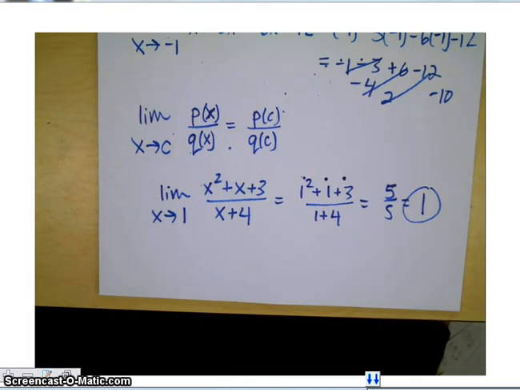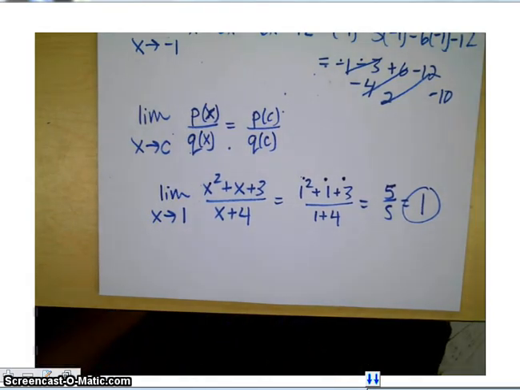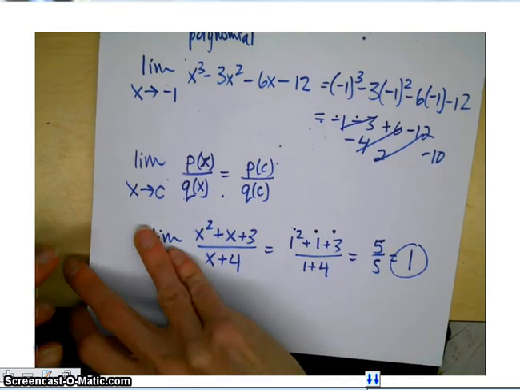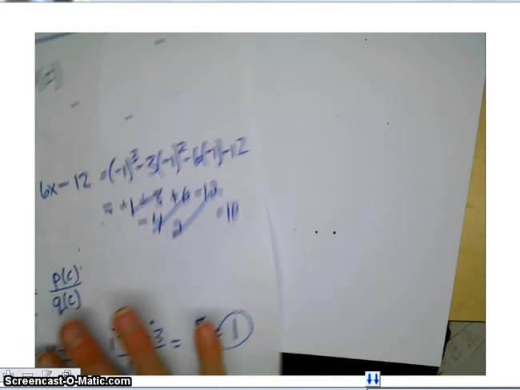All right, there are lots of theorems in this section. There's a theorem on limits of radicals, okay? Theorem 1.